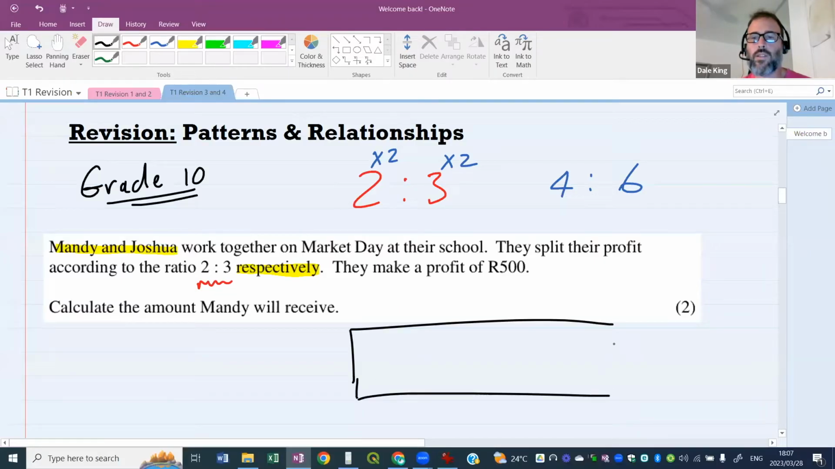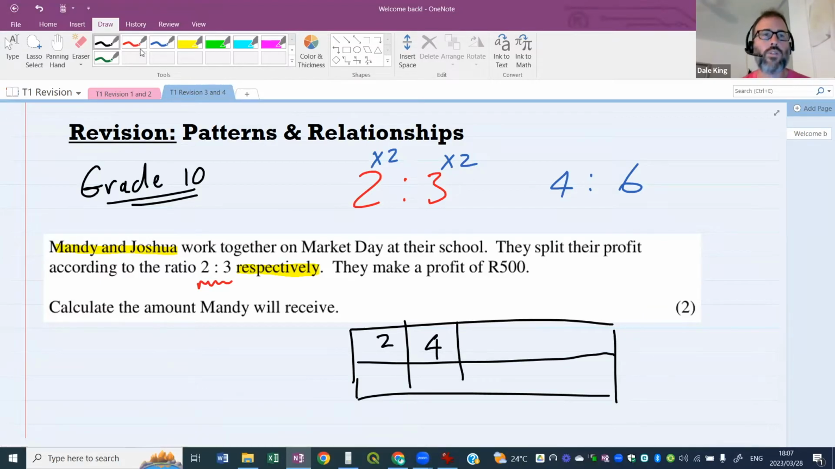Okay. Now, if we had this in a table, because it's easier to see the relationship when we have it in a table form. All right, I'm just going to write the numbers. I'm not going to put any names or headings here. So we have 2, and then we have 4. All right, we're just starting the table off. And underneath we have 3. And underneath the 4 we have 6.